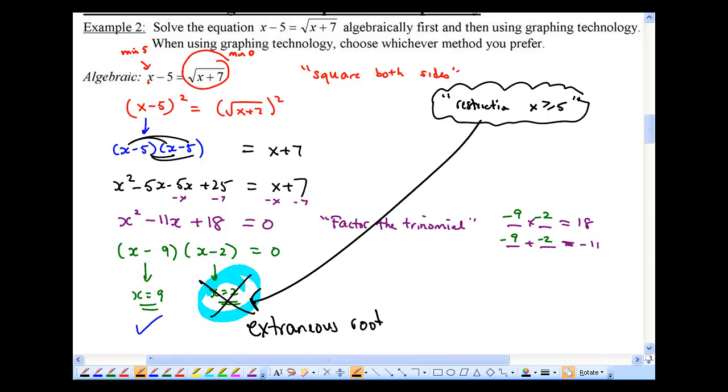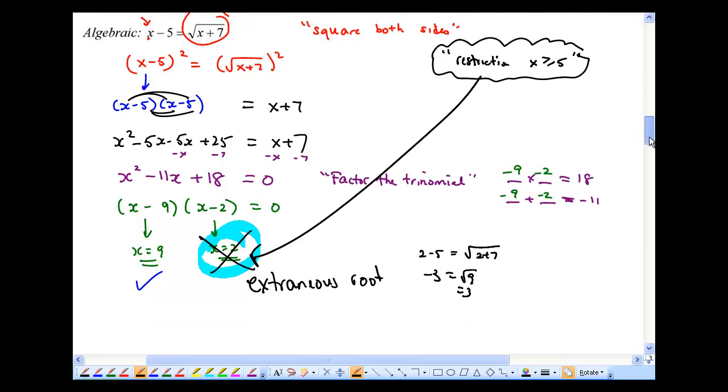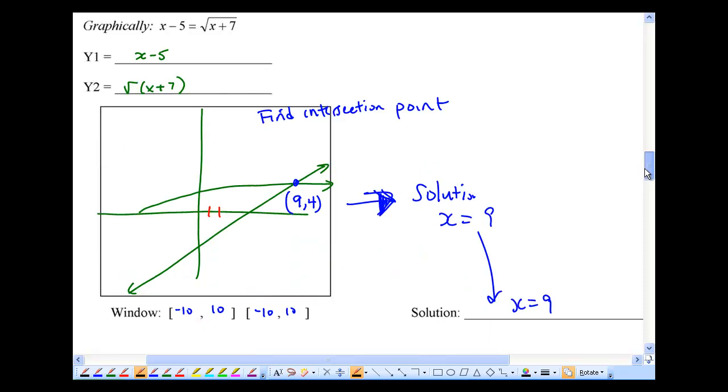Okay? If you were to plug in 2 into the equation, you get 2 minus 5 equals the square root of 2 plus 7. Well, 2 minus 5 is negative 3. 2 plus 7 is 9. Square root of 9 is 3. So, doesn't make sense. And that's why the graphical approach is really nice, because you won't get these extraneous roots. You only get the solutions that make sense.